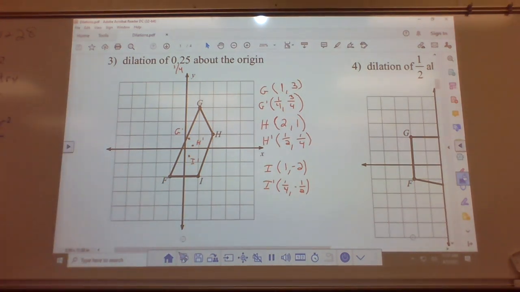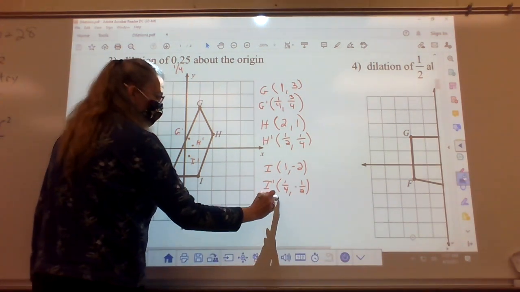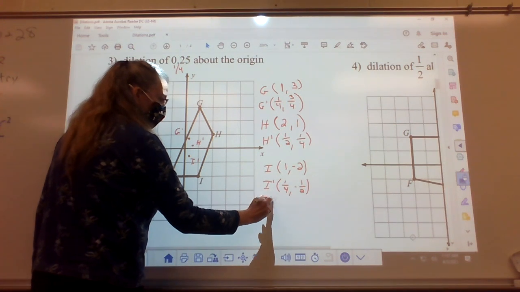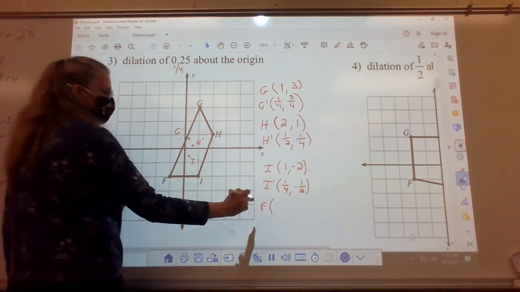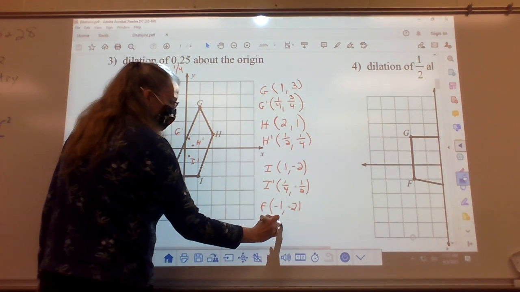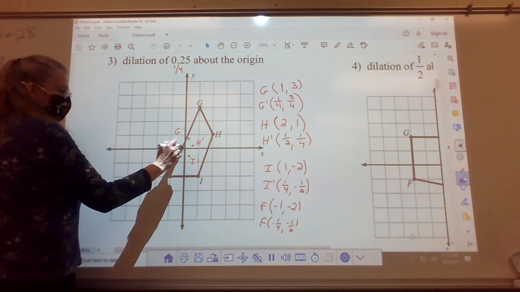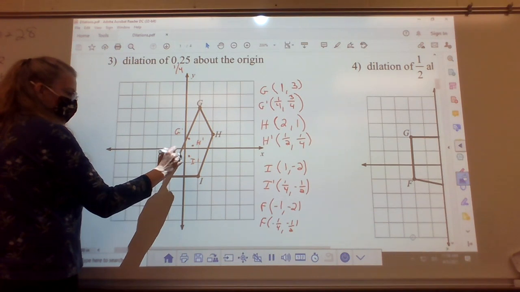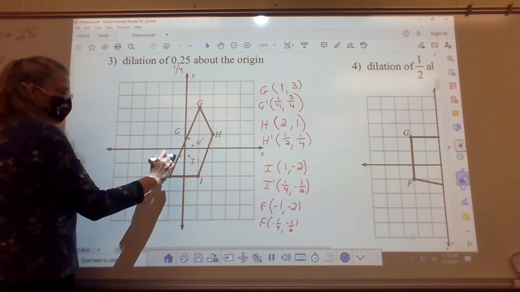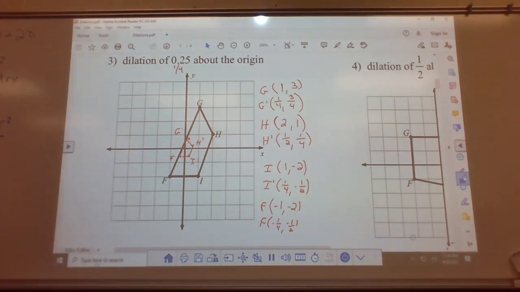I got one more to go. My last one was F. It started out as (-1, -2). A fourth of that's going to be negative a fourth, negative half. So negative a fourth, negative half, it'll be about right there. So that's the F. Reconnect. It's kind of just stuck right in there in the middle.